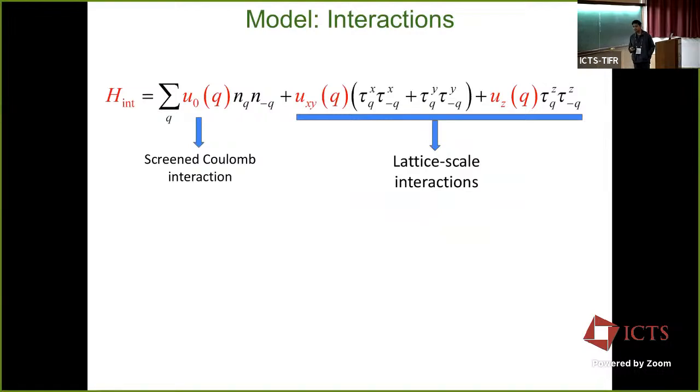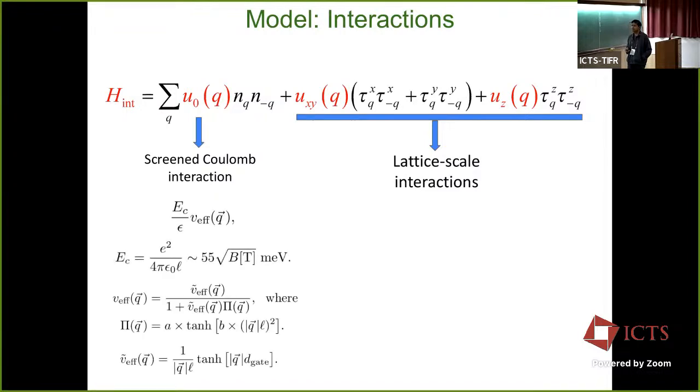And we know that this must be an interaction effect. So this is our model. We have two kinds of interactions. There's a screened Coulomb interaction, just a density. And then there are the lattice scale interactions, the XXZ model in the Valley space. So tau here stands for the Valley degree of freedom. The screened interactions take into account screening from the gates, as well as there is some RPA level corrections coming from the negative field Landau levels.